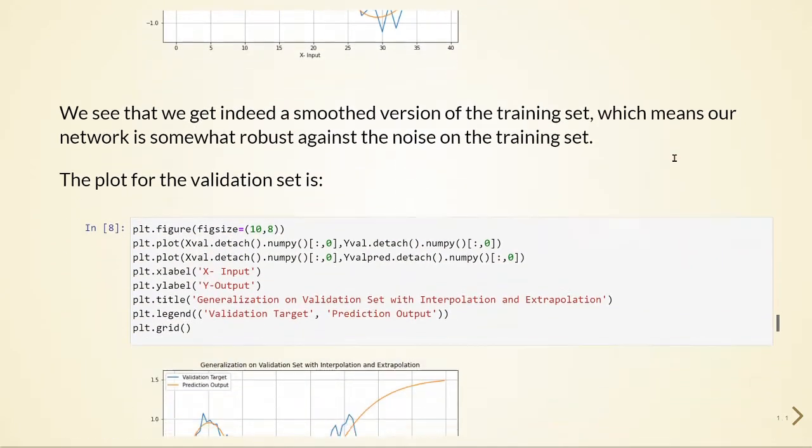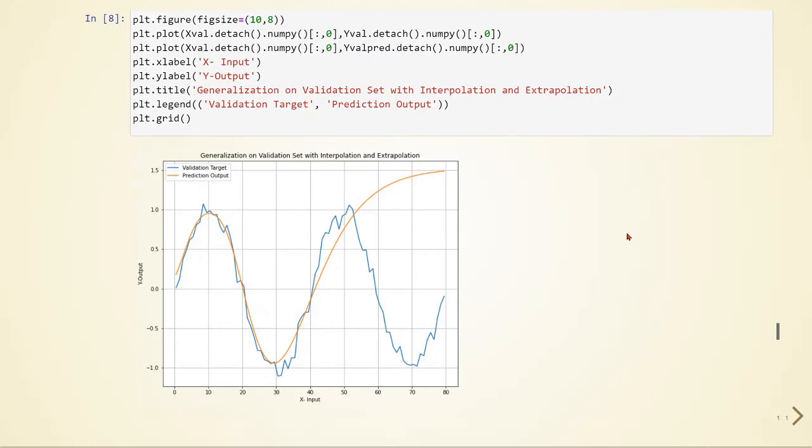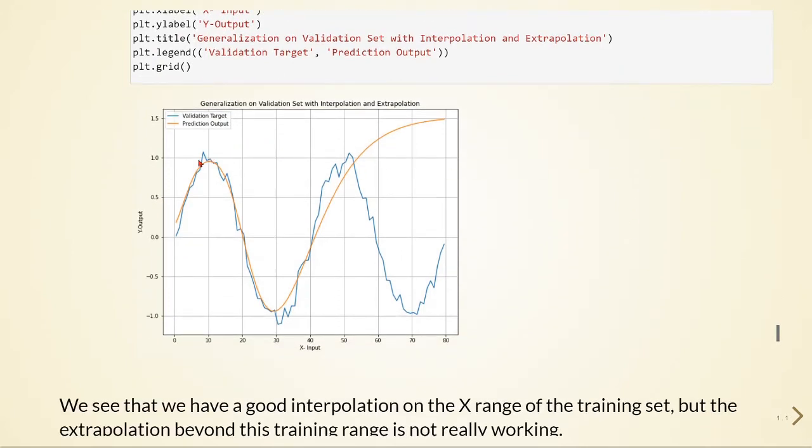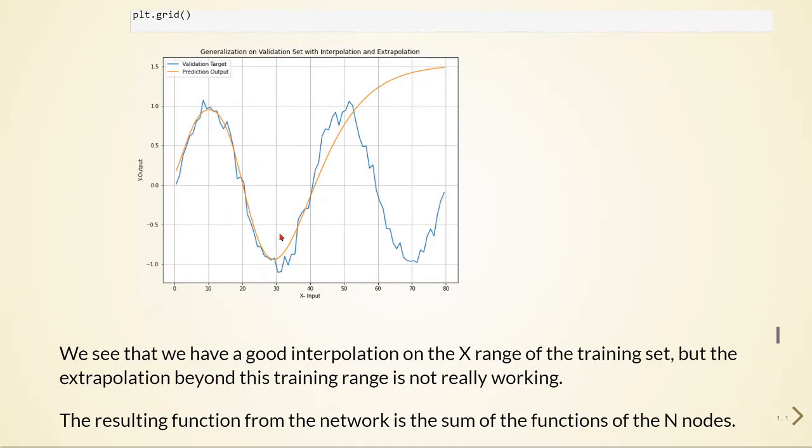For the validation set, we have now, again in blue, the validation target, which is now 2 cycles of a sine wave with noise, and we have the prediction output. But we see that we have a good interpolation on the capital X range of the training set, but the extrapolation beyond this training set is not working. So we see that we start getting a sine wave, but at this point it just goes completely different.